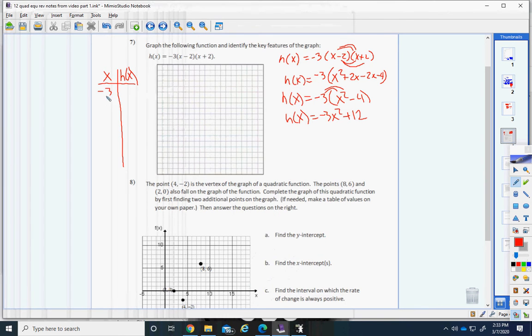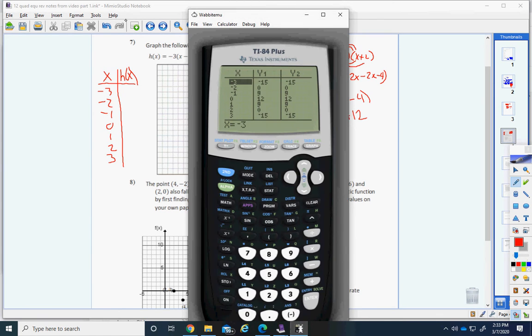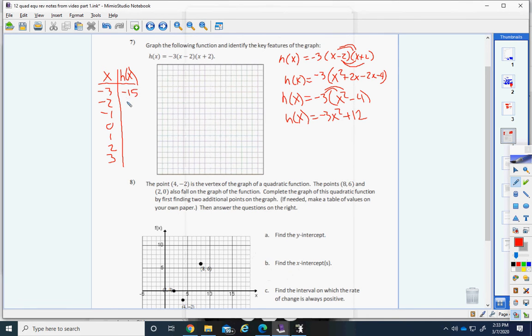-3 to 3. -15, 0, 9, 12. And now it's symmetric. I don't think I'm going to be able to fit (0, -15), but I definitely want to fit my turning point, (0, 12). So I'm going to plan properly.